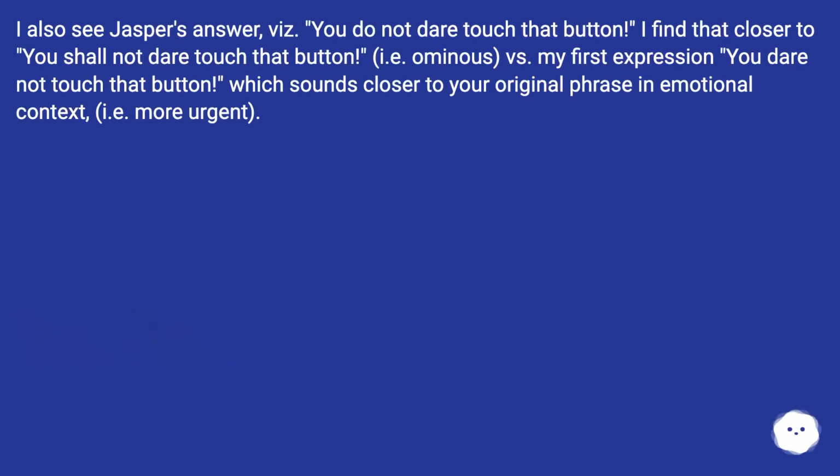I also see Jasper's answer, viz. you do not dare touch that button. I find that closer to you shall not dare touch that button, i.e. ominous, versus my first expression, you dare not touch that button, which sounds closer to your original phrase in emotional context, i.e. more urgent.